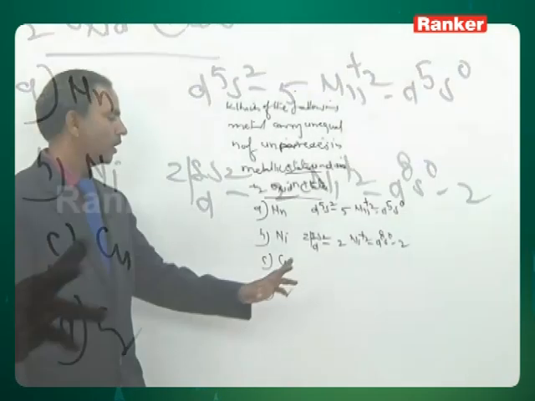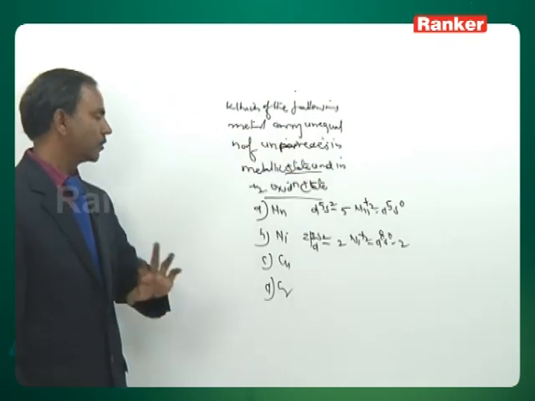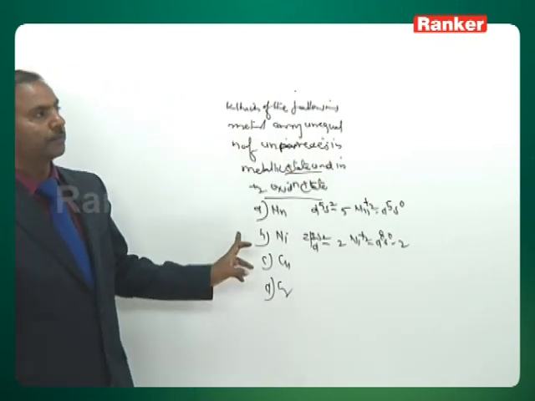This is not our answer. There should not be an equal number. There should be an unequal number of unpaired electrons. So the first bit is not the answer, the second is not the answer.